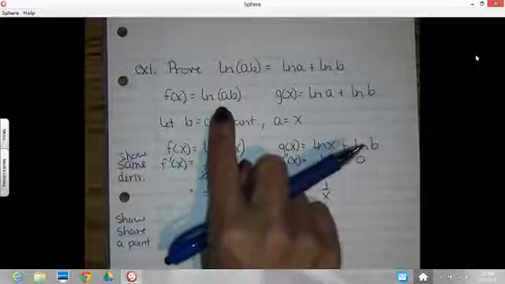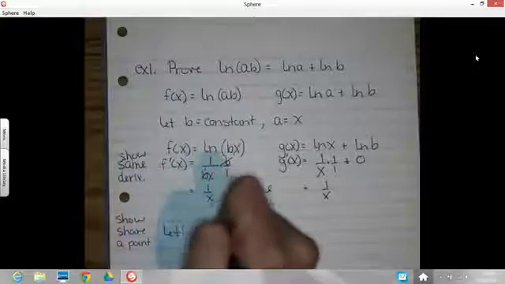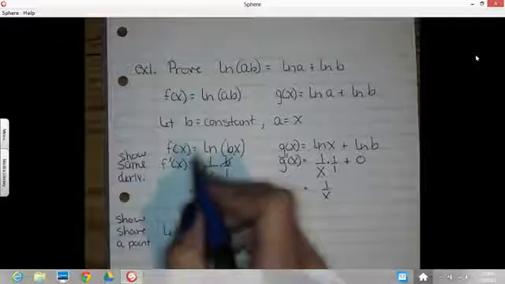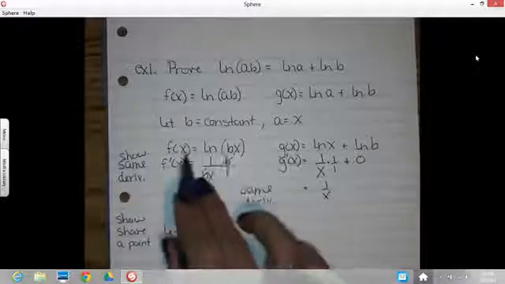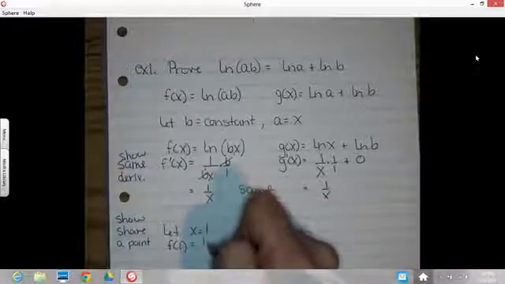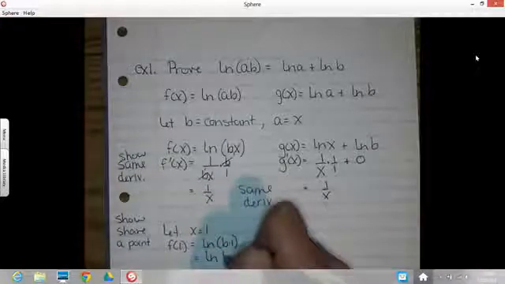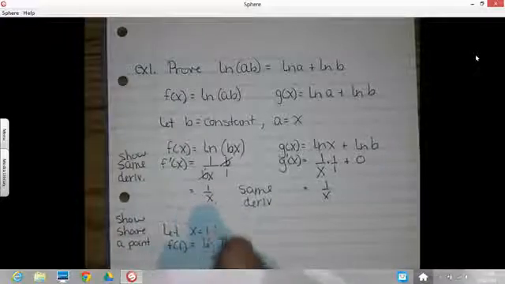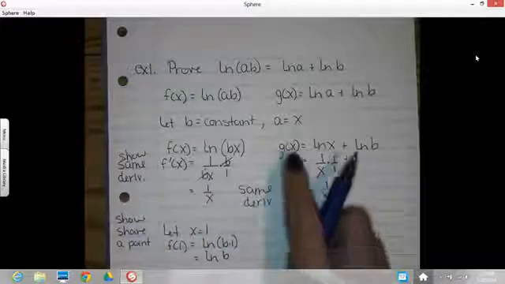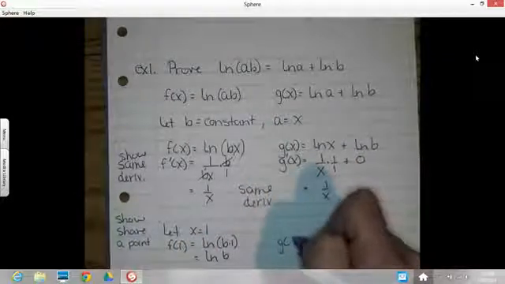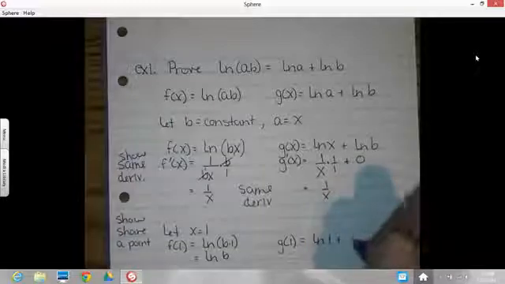So if we go back here, if I let x equal 1 and find f of 1, which is right here. Here's my function f I'm using. Natural log of b times 1 is natural log of b. So the point that I have found has an x value of 1 and a y value of natural log of b. Over here, g of 1 is natural log of 1 plus natural log of b.